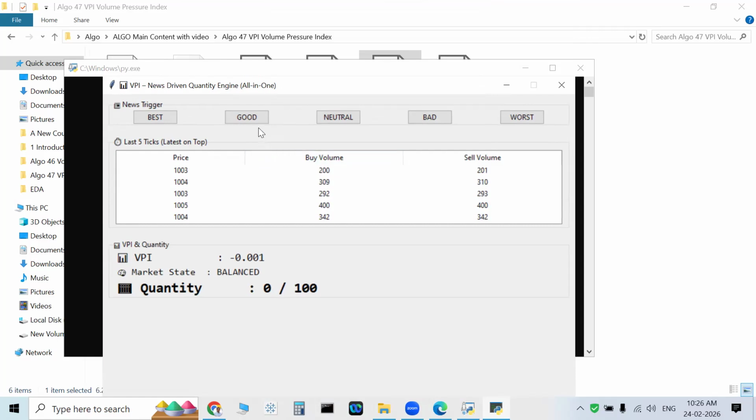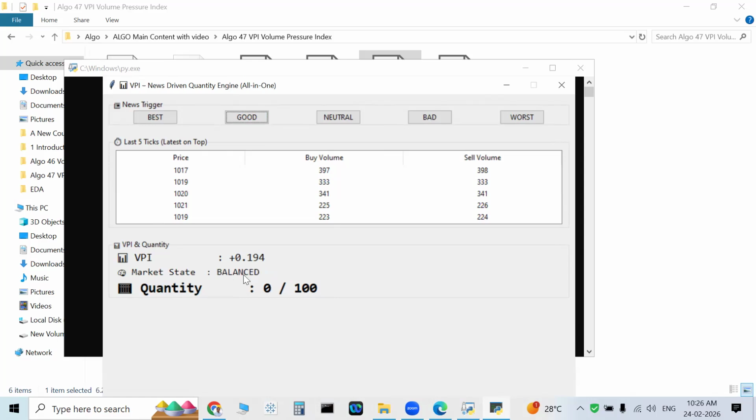Now suddenly, if good news comes, the buyer volume is going to increase, the price is increasing, and the buyer volume is increasing. That's why it is asking you to trade for 25 quantities. And after some time, if the impact of the good news is gone, then it is going to say, okay, trade for zero quantity. So it is basically checking the buyer volume and the seller volume on a continuous basis. See, again, I have created the buyer volume artificially and it is asking you to trade for 25 quantity.